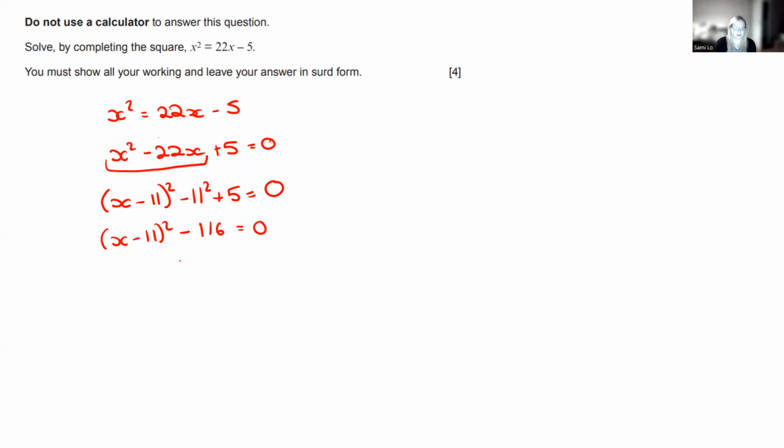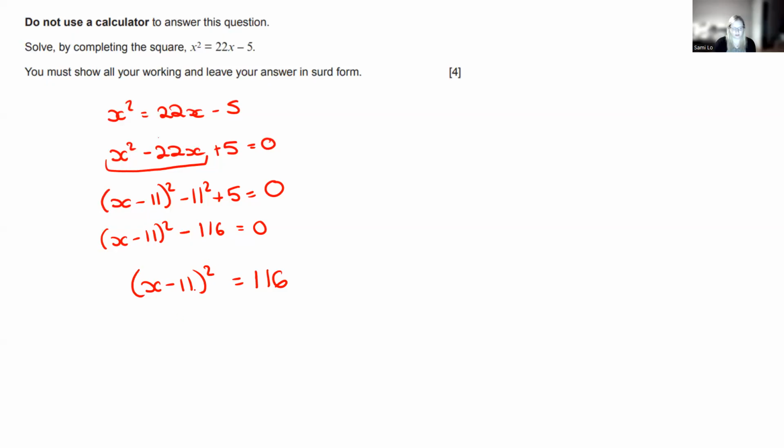To solve this, we're moving everything over so that x is left on its own. So we've got (x − 11)², and we're going to chuck that 116, so we're going to add it on to both sides. Hence it disappears from one and it appears on the other.